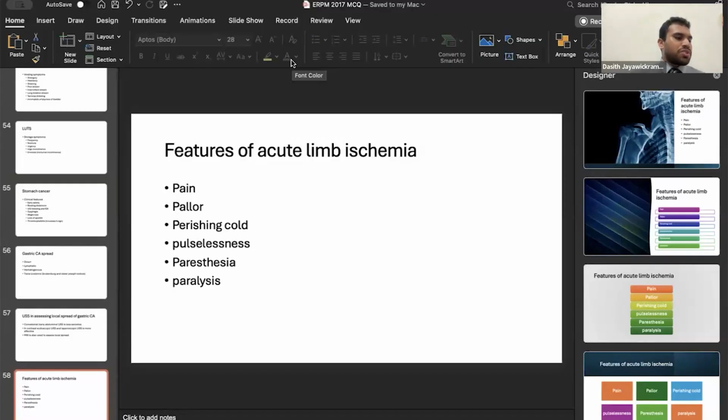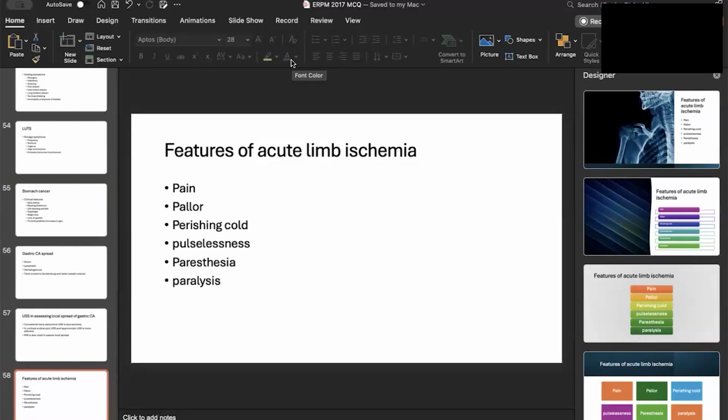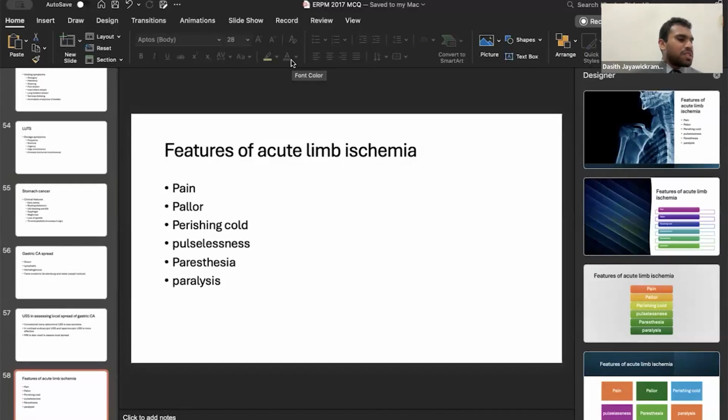This is Beck's triad. That is seen in cardiac tamponade. Very nice to hear everybody saying the same answer. Very good. So this is a classical feature of cardiac tamponade. So how do you manage this patient?